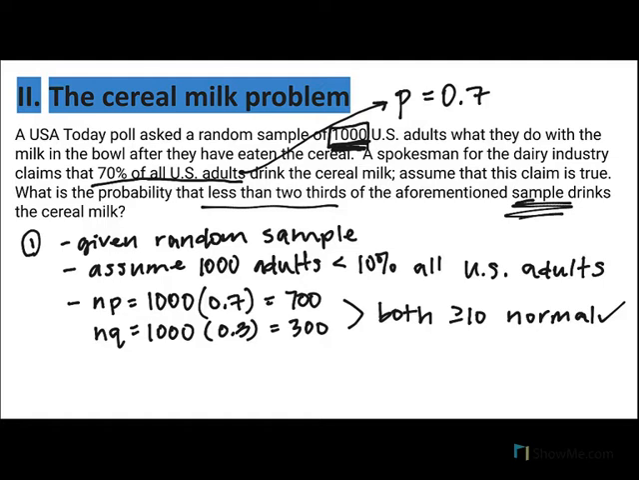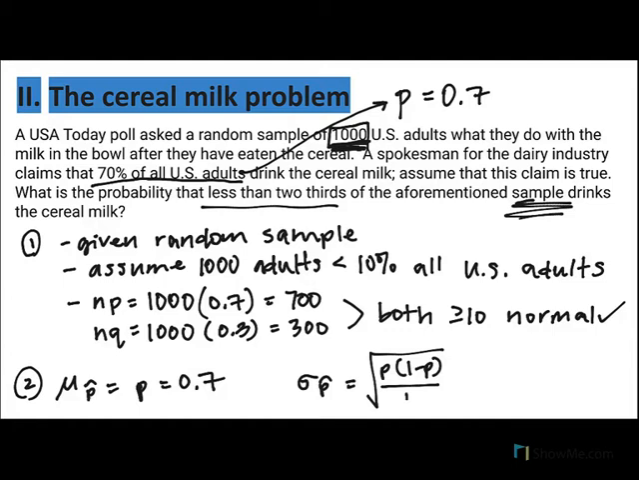Our second step is now to calculate the mean and standard deviation of our sampling distribution for samples of 1,000 US adults using the formulas that we have from our formula chart. So our first formula for the mean, mu p hat, is equal to just p, which is 0.7. Easy cheesy. And then our standard deviation formula, that was a really bad sigma symbol, my bad. Our standard deviation formula is square root of p times 1 minus p divided by n. So square root of 0.7, oops, almost set up 0.07, times 0.3 divided by 1,000.